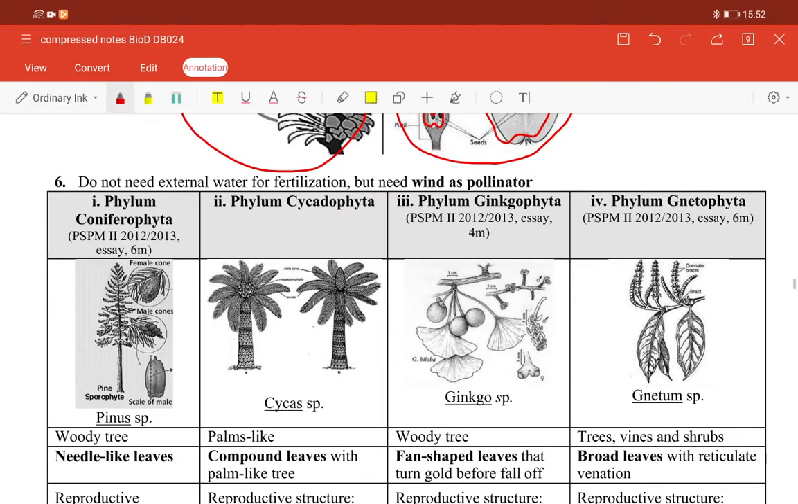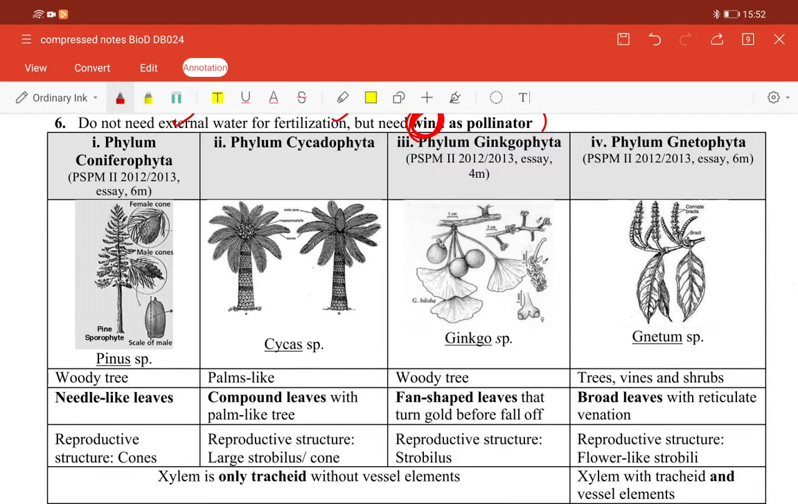Okay. So number 6, they do not need external water for fertilization as compared to pteridophyte. Dengan bryophytes kan dia memerlukan air untuk fertilization. Tapi untuk gymnosperm, dia memerlukan pollinators. Example, the most common one is wind. Angin, okay? So, dalam gymnosperm, dia ada 4 phylum. Okay, phylum Coniferophyta, phylum Cycadophyta, phylum Ginkgophyta dan phylum Gnetophyta.